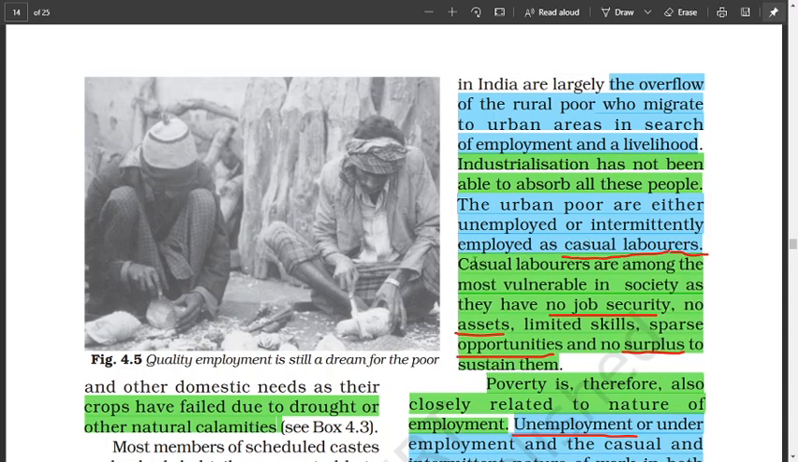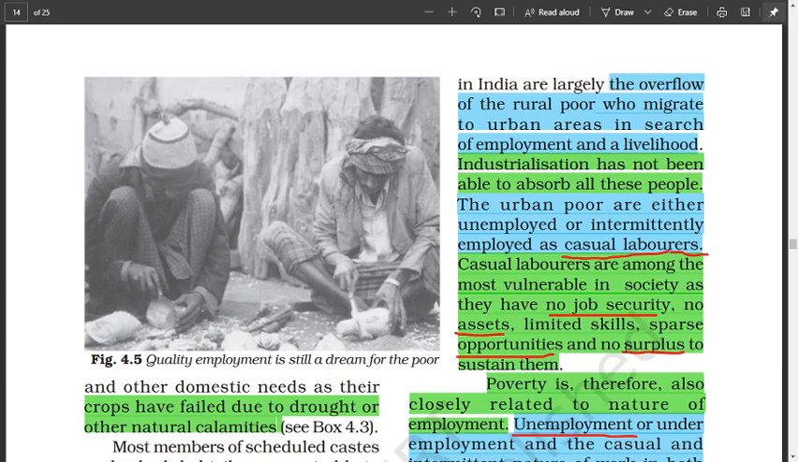When you are a casual laborer, you are vulnerable because you don't have job security. There is no security that you'll hold this job for a long time, because in no time you'll be unemployed. There is no asset, they own nothing. Skills, they don't have much. Opportunities, they don't have much because they don't have skills. And there is no surplus, they have nothing to save to sustain them in the future.